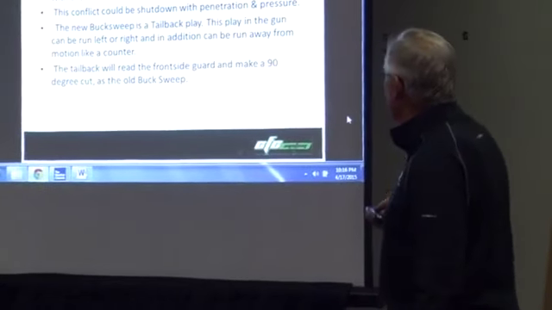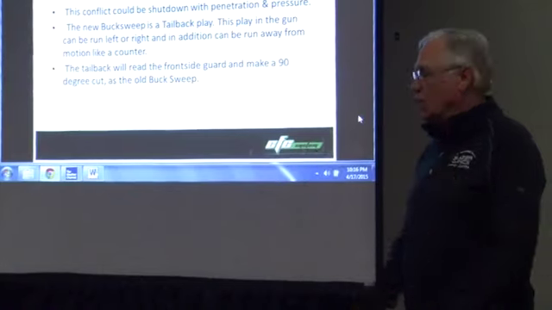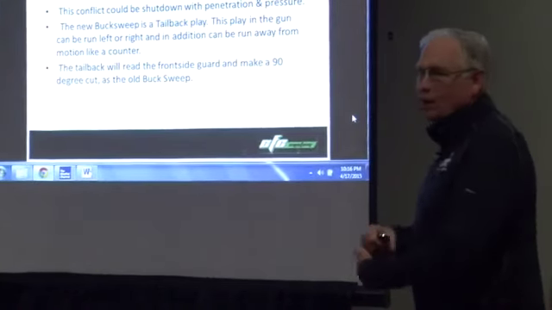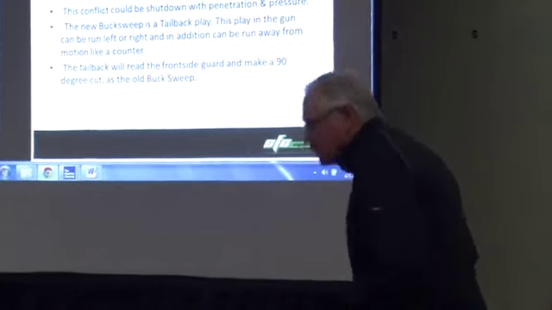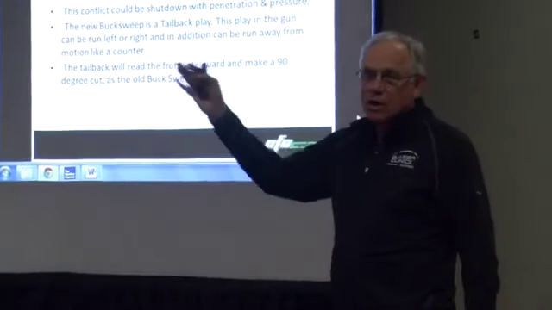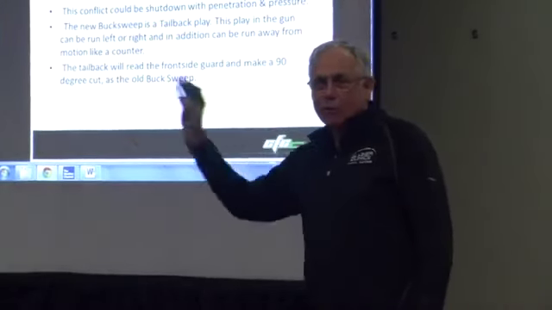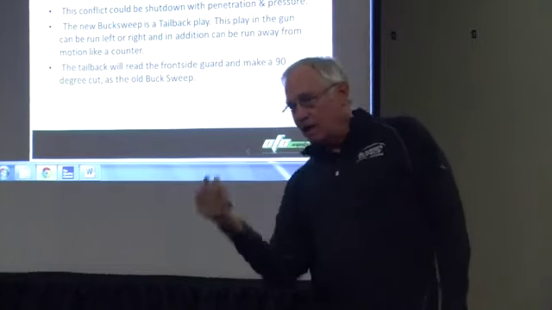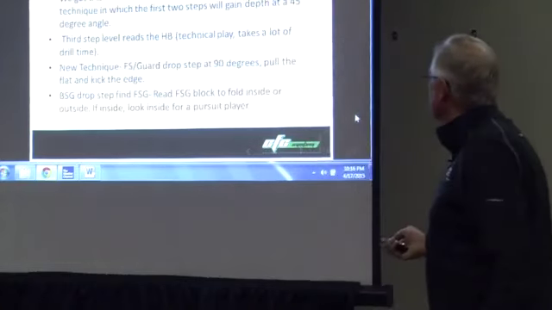Tailback will read the front side guard, and he's going to make a 90-degree cut, just like the old days. If we were running 100 formation, he'd make a 90-degree cut, because he's looking like he's running that read zone, that power read with a tailback, but he's going to cut back, and I think you'll see what it looks like.